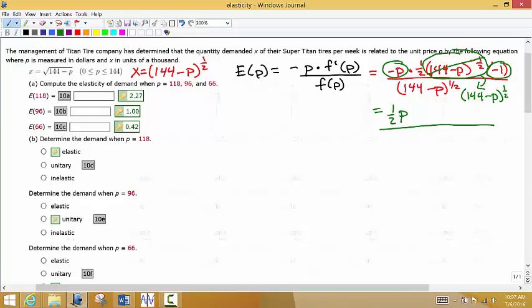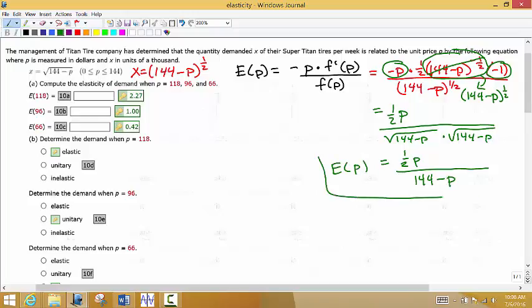Now, one thing that we want to keep in mind: this is a square root, so let's think about it like this. Square root of 144 minus p times the square root of 144 minus p. When I have two square roots multiplied together that are exactly the same, basically the square roots end up canceling each other out. So we end up with something actually pretty simple: 1/2 p divided by 144 minus p. And that's a much simpler formula than the one that we started out with.